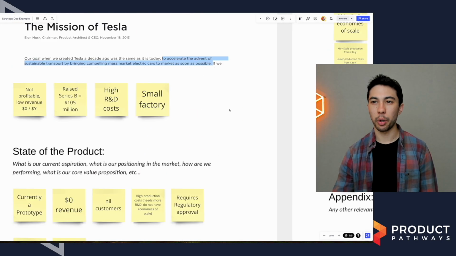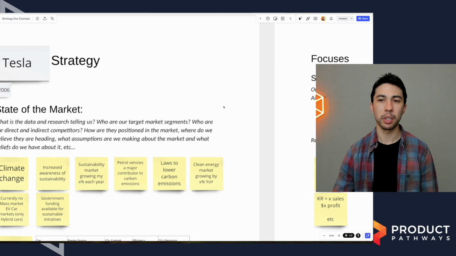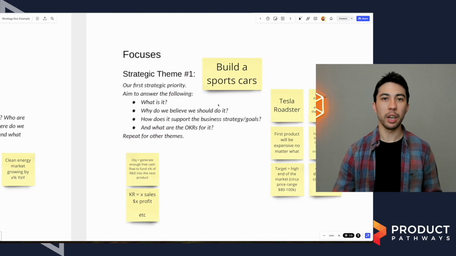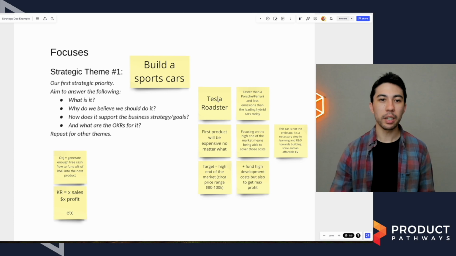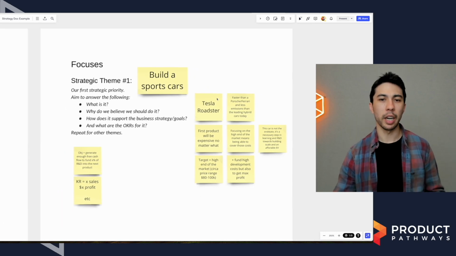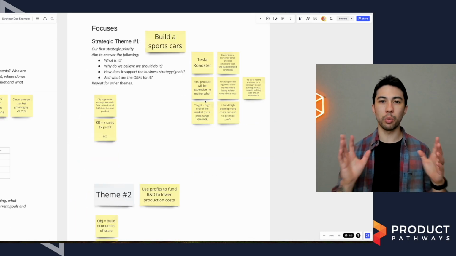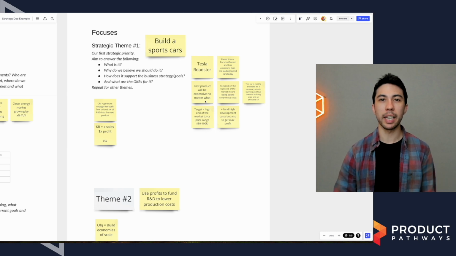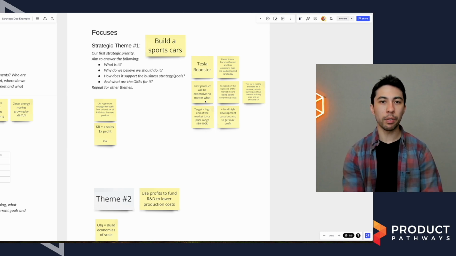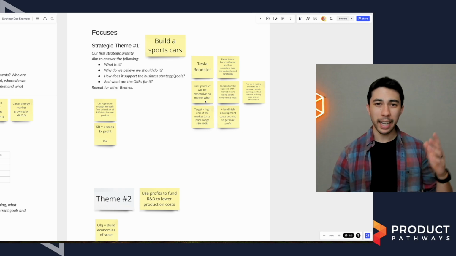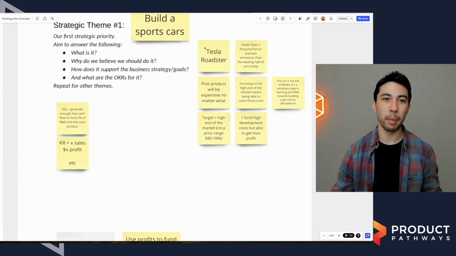Let's talk about the coherent action and actually come up with those themes. So now that we have a narrative and now that we have some data, we need to start to think about what our focuses are. And I just put down two here because I think there were two really key ones that we could see from back then in 2006. Obviously the first one was to build that sports car. And now, as Elon talked about, it wasn't just about building the sports car.